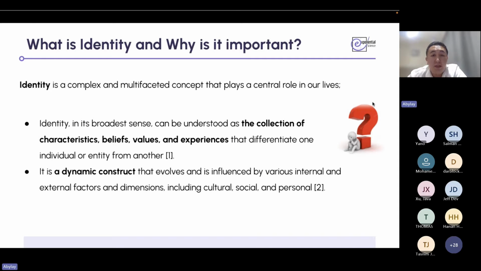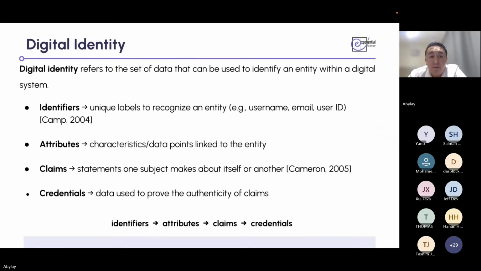So first, what is identity and why is it important? Identity in itself is not just technical, it's more like a philosophical concept. It's a very complex and multifaceted concept according to the literature. In a broader sense, it could be understood as a collection of characteristics, beliefs, values, and experiences that differentiate one individual from another. And it's also a dynamic construct.